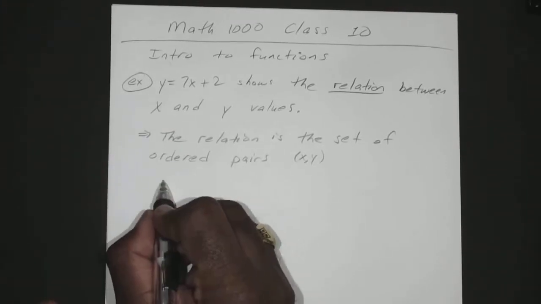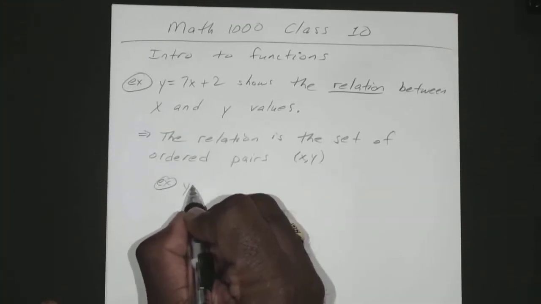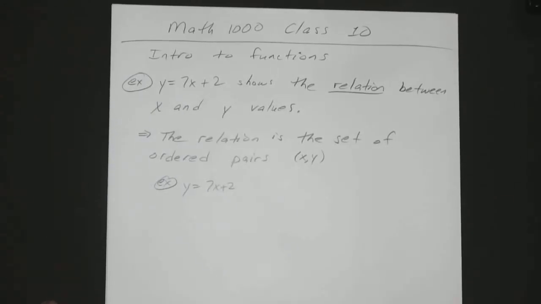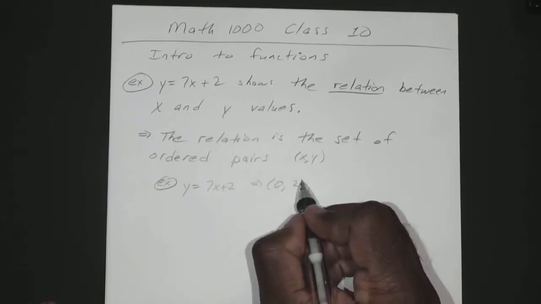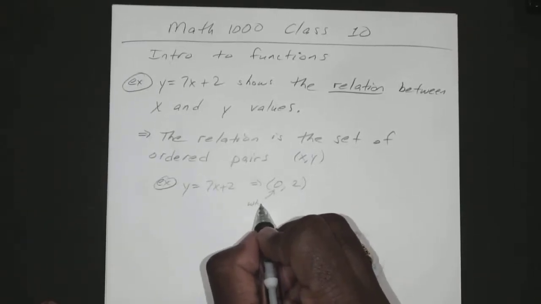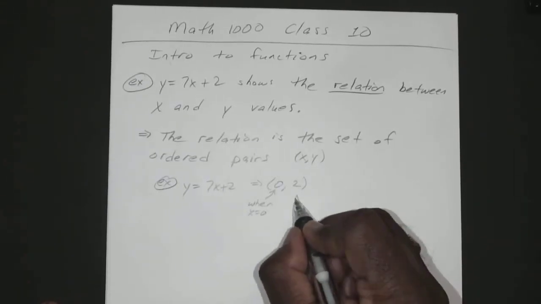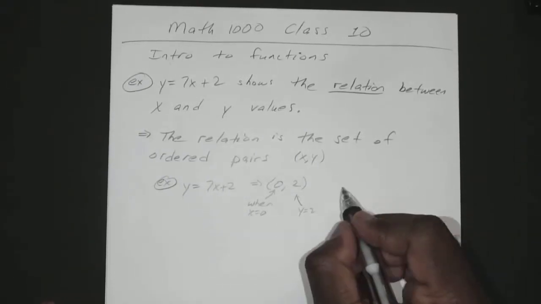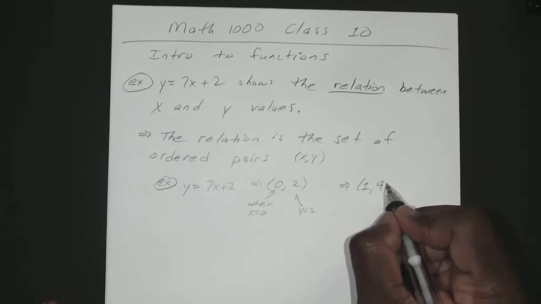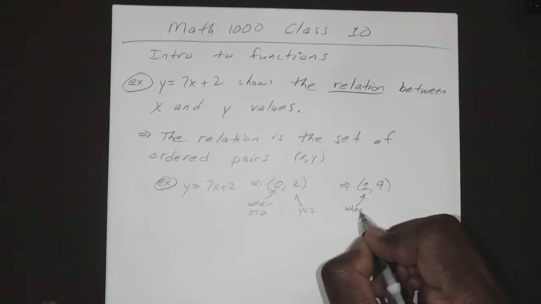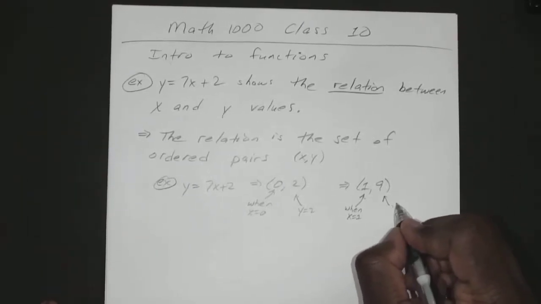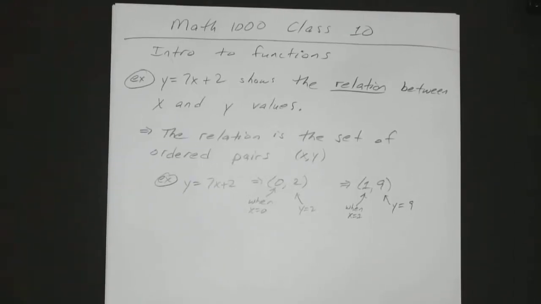So for this one, y equals 7x plus 2, you have the relation of 0, 2, which is basically when x is equal to 0, y is equal to 2. Or you have 1, 9. When x is equal to 1, y is equal to 9. So you literally have an infinite number of possible relations.